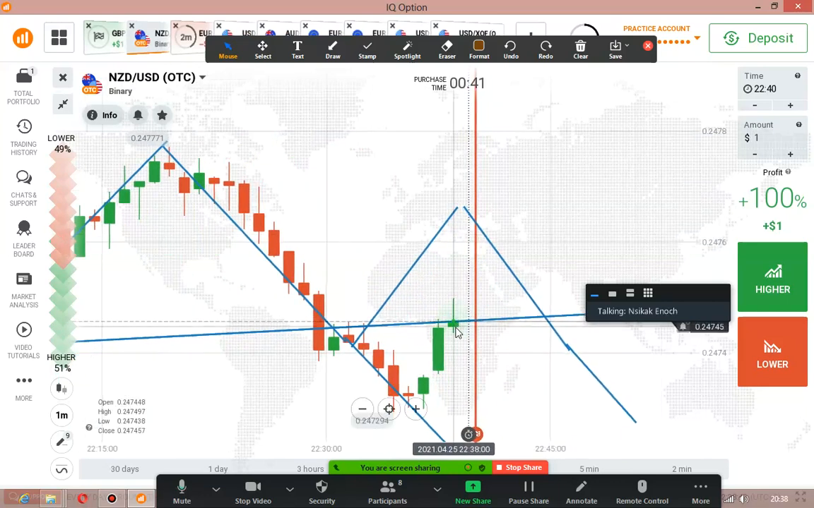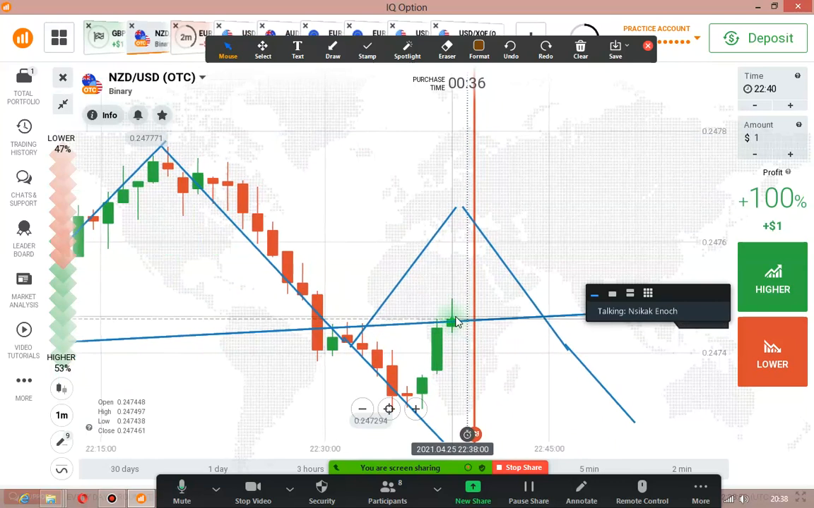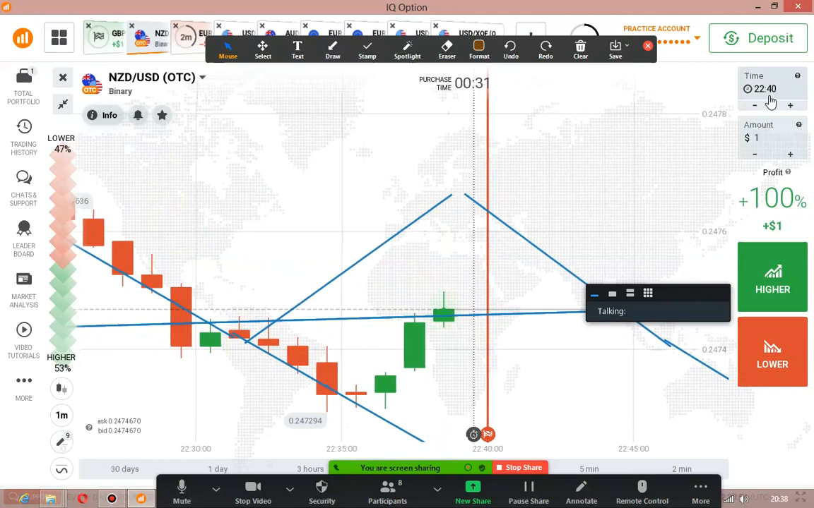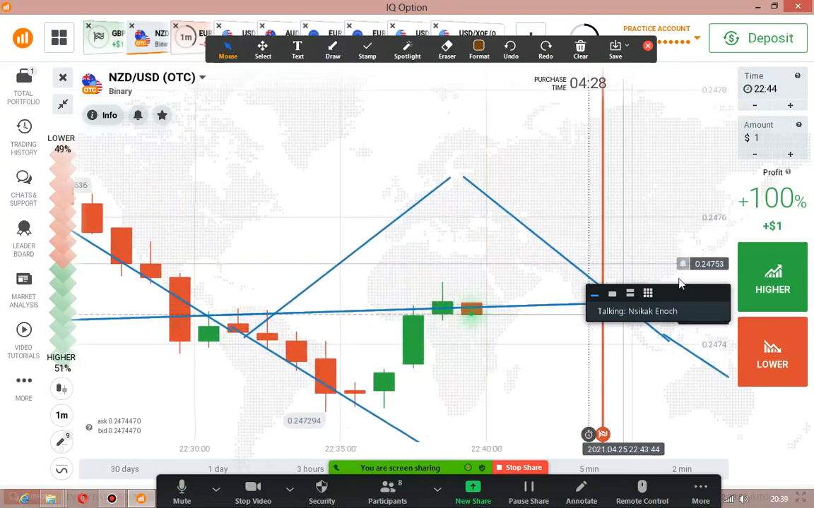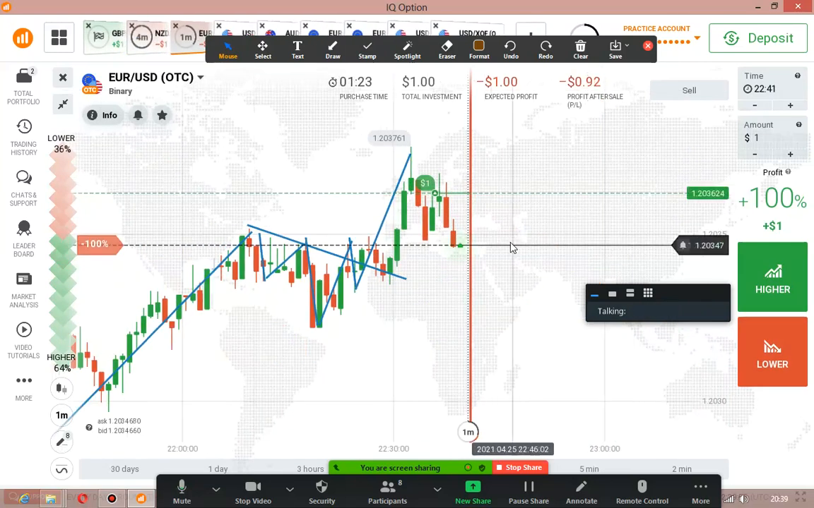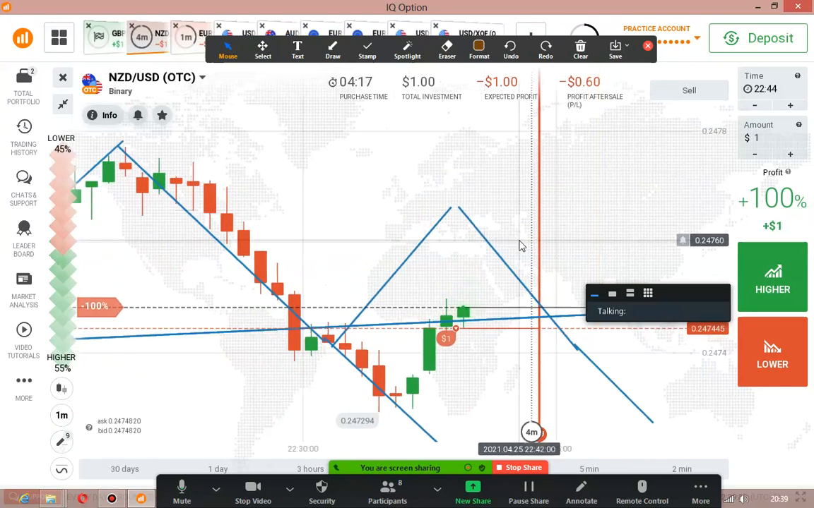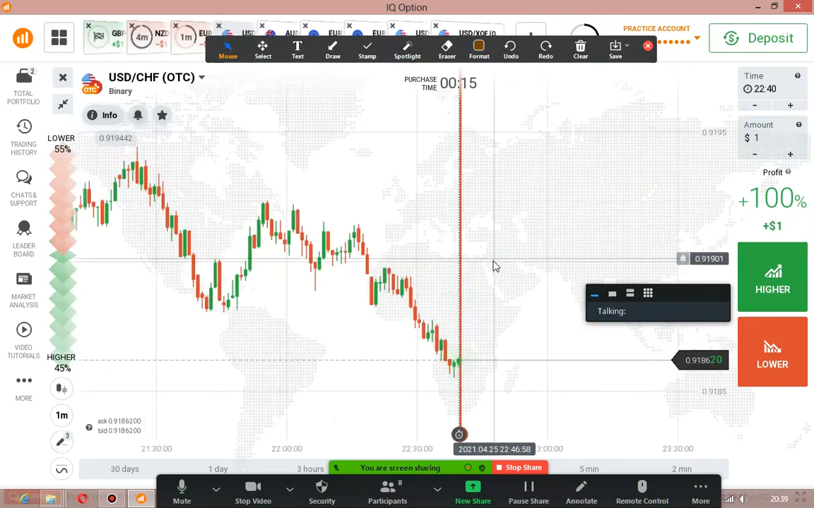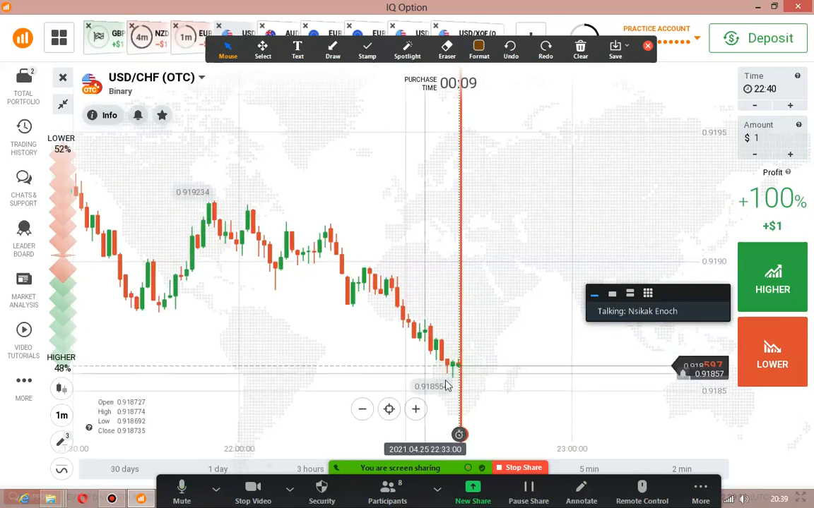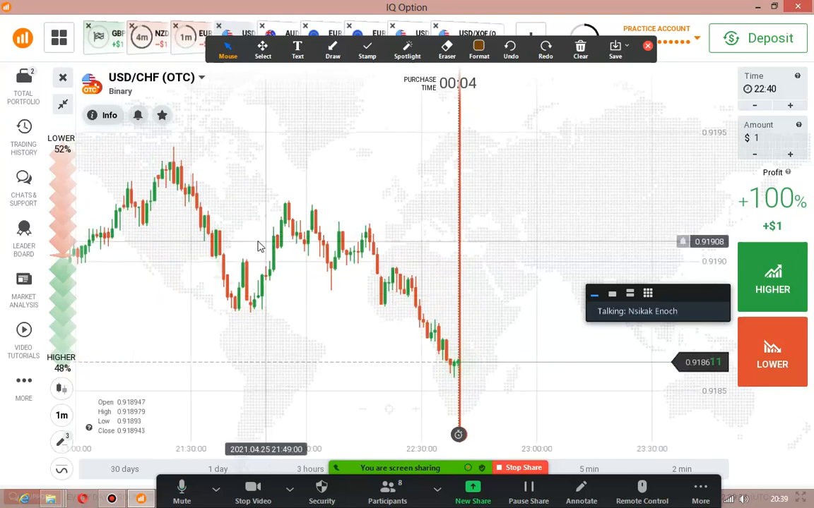Or maybe it's going to be a shooting star or a pin bar. I think that was a shooting star candle. So I expect the sellers to go more down from that level. Okay, here I didn't see any opportunity, but this market is still going more down.